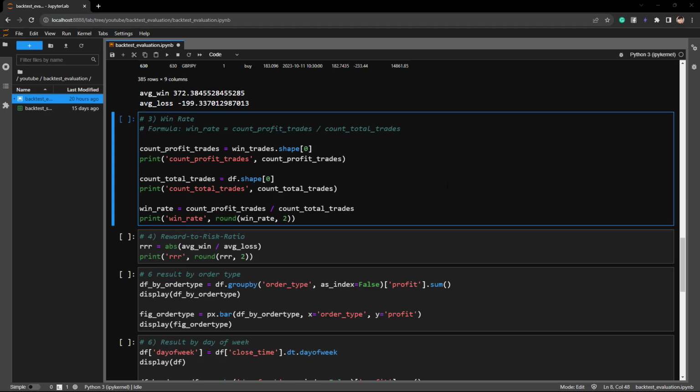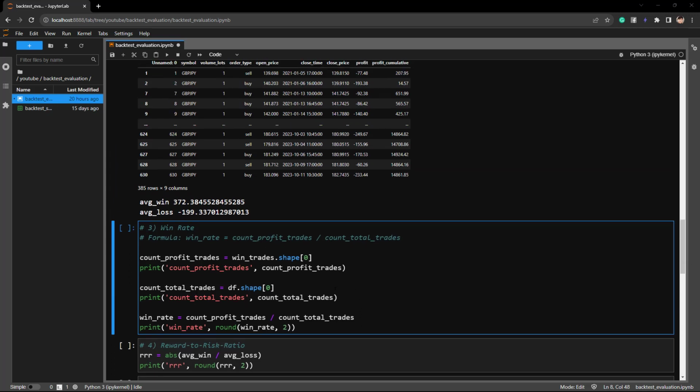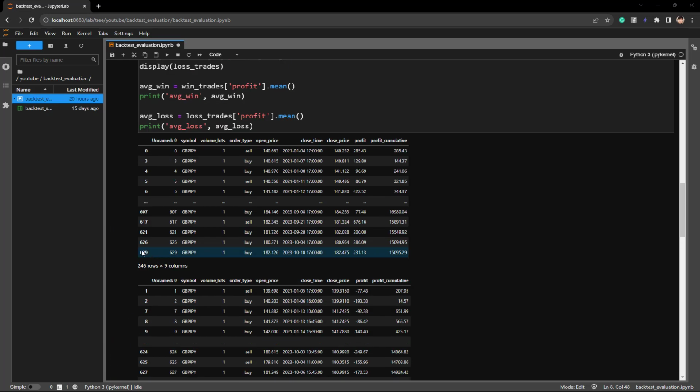Going to point number 3, we want to calculate the win rate of our strategy. And here, the formula for the win rate is the number of profitable trades divided by the number of total trades. To get the number of profitable trades, we can use our data frame that we've created previously with the win trades. In this data frame, we have all the trades that were profitable. To get the number of all winning trades, all we need to check is how many rows there are in this data frame.